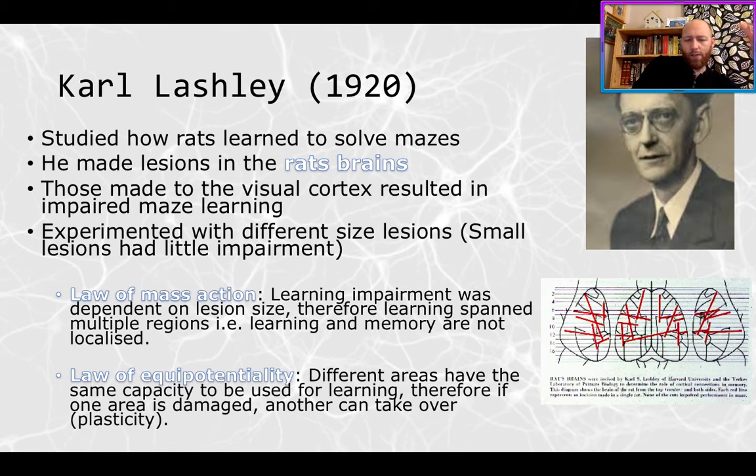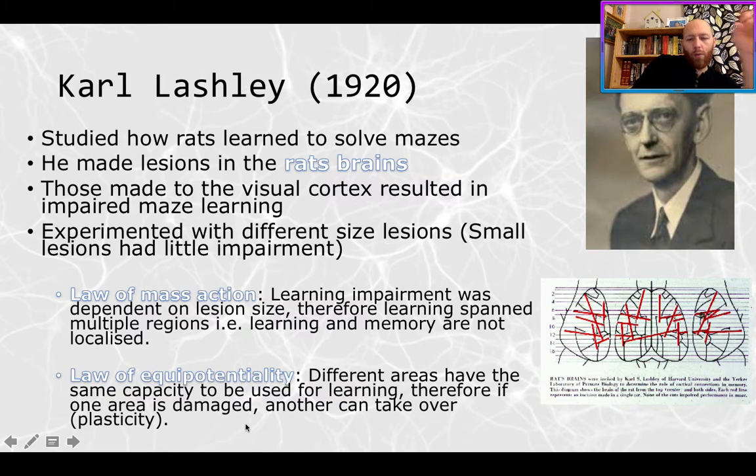So he argued this. He came up with two laws. The first was that learning impairment was dependent on lesion size. So learning spanned multiple regions. So he's really criticizing this idea that very discrete areas of the brain are solely responsible for specific functions. He says no, it's multiple areas that are responsible, and that's why these larger lesions are the ones that damage the rat's ability to solve the mazes, because they span multiple regions. So maze solving, or memory, requires multiple regions.